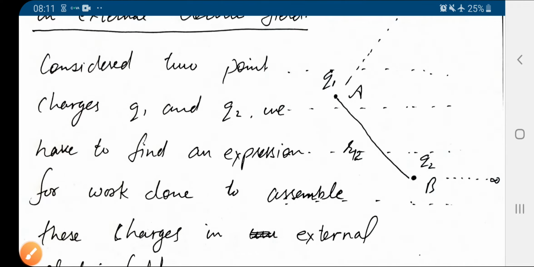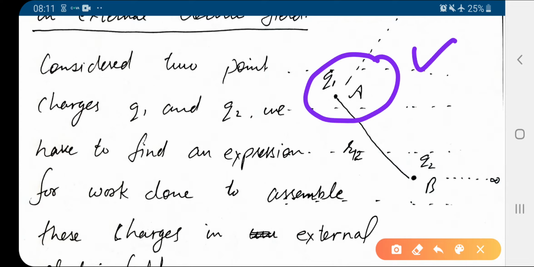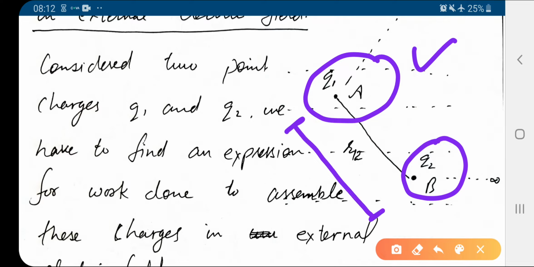So for that, see in the diagram, let this be the charge Q1 which we bring from infinity to point A in the electric field, and this is another charge say Q2 which we place at point B in the vicinity of A, or in the vicinity of charge Q1, and the distance between A and B, or the position where we want to place Q1 and Q2, is R12. So that is about the diagram. So proceed.